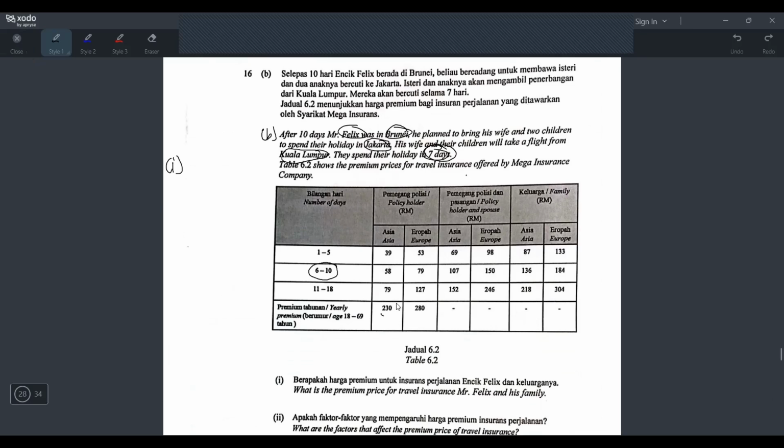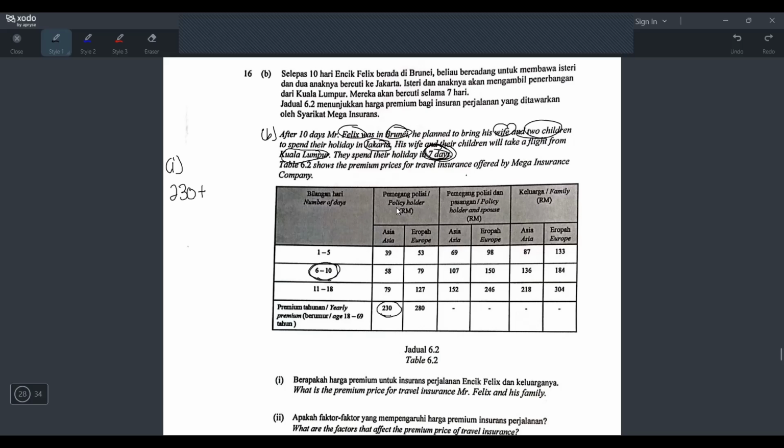And then we'll have to look at Asia because all the countries mentioned are Asian countries. So for Mr. Felix, his premium will be 230. But we have to add the wife and two children. They only go for 7 days. We will not look at the yearly because they will not travel throughout the year. Only Felix travels throughout the year.